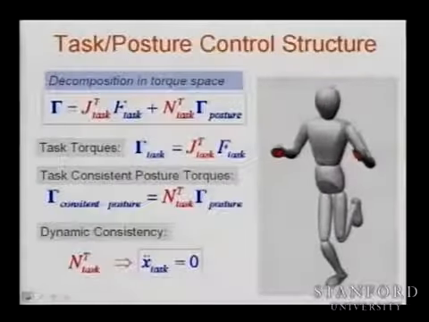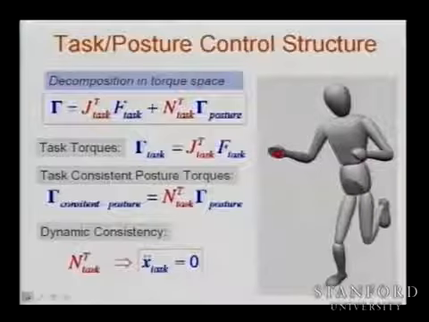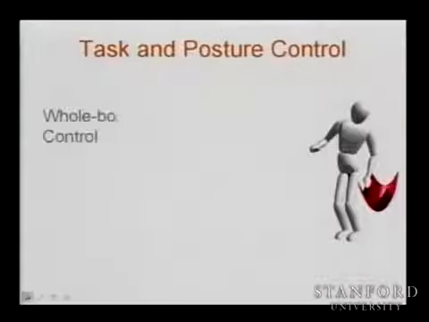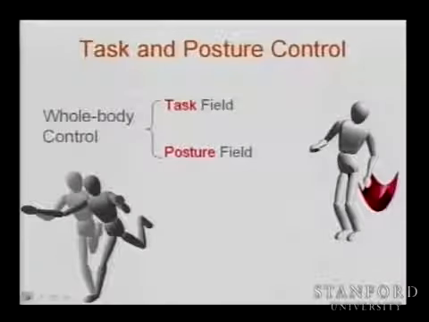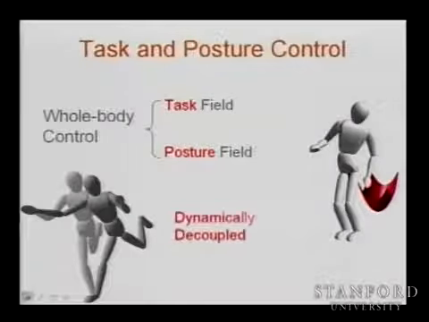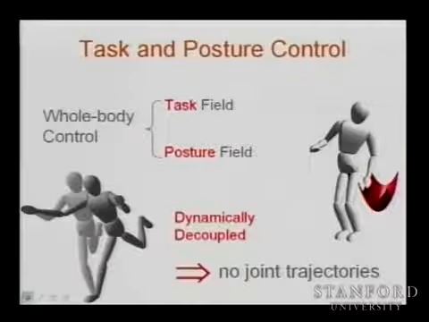Once you have this decoupling, then you can control the system in a very effective way. So the control of the whole body is task force to control the task, posture force to control the posture, and the two are decoupled, so you can generate motions without any trajectory.